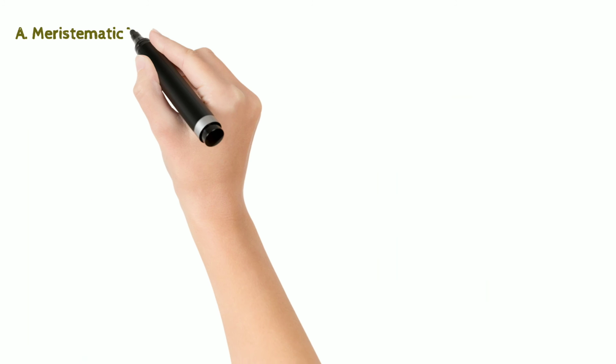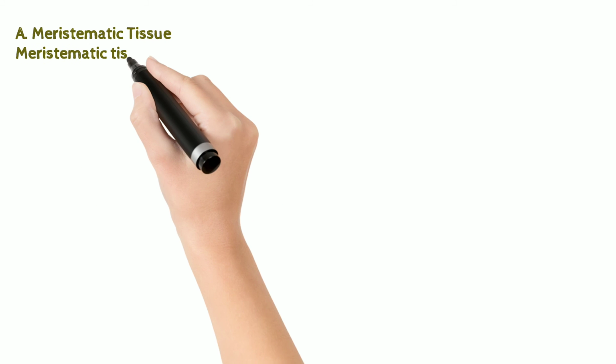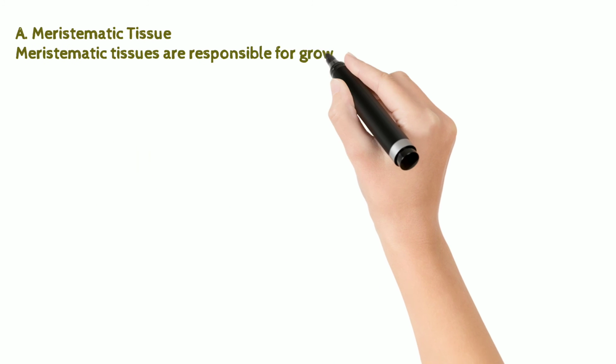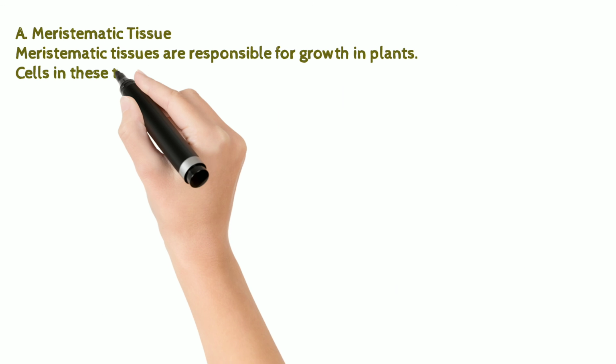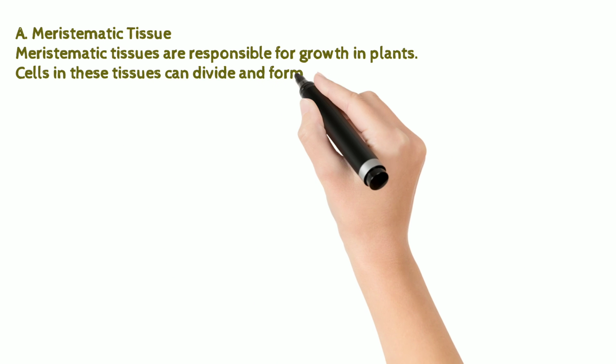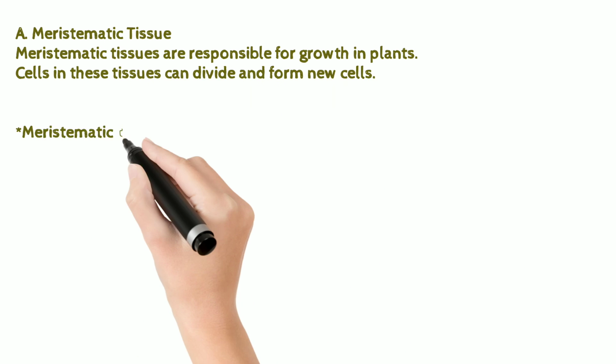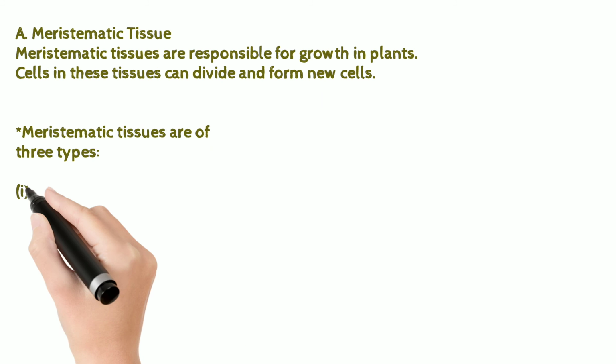A. Meristematic tissue. Meristematic tissues are responsible for growth in plants. Cells in these tissues can divide and form new cells. Meristematic tissues are of three types.